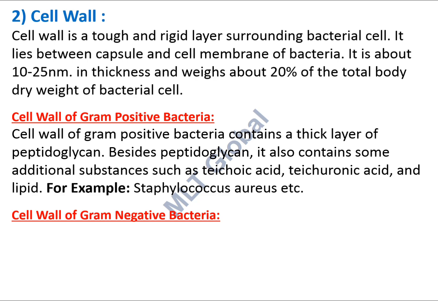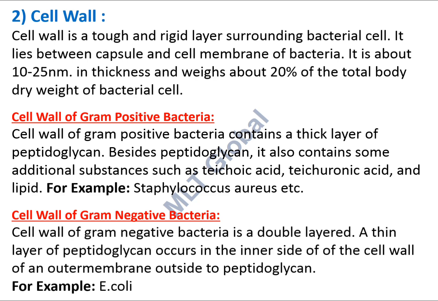Cell wall of gram-negative bacteria. Cell wall of gram-negative bacteria is double-layered. A thin layer of peptidoglycan occurs on the inner side of the cell wall, with an outer membrane outside the peptidoglycan. For example, E. coli.